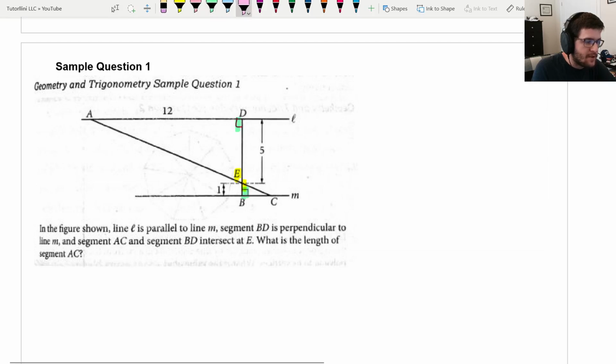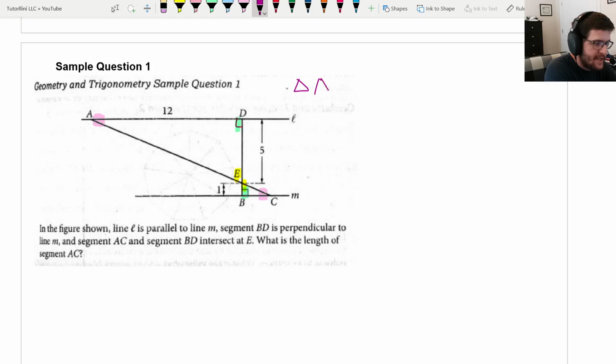But we can also go one further and recognize that this angle and this angle are equal because of corresponding angles of similar triangles. So let's just write that down. Triangle ADE is similar to, that's what that symbol means, triangle CBE by the AA criterion.